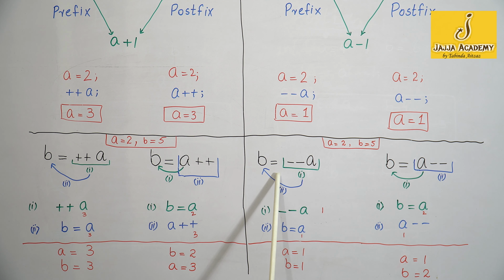Now I'll change the decrement operator from its prefix form to its postfix form. Now let's run the program again. You can see the value of a is equal to 1, but the value of b has been changed here. b is equal to 2. You can see the results are the same as I explained earlier.